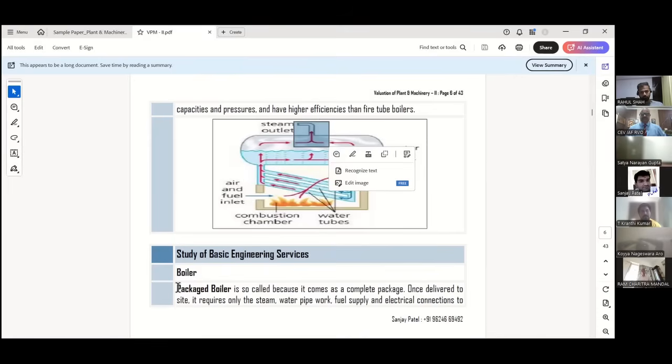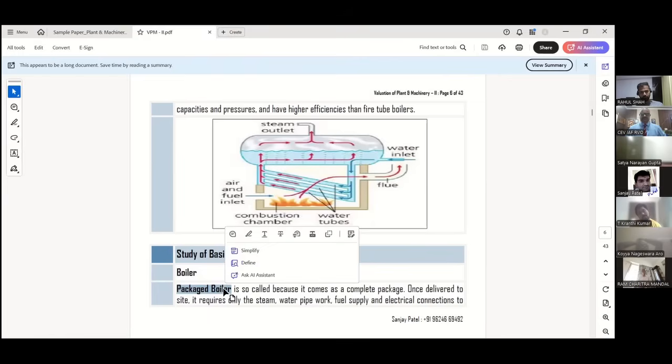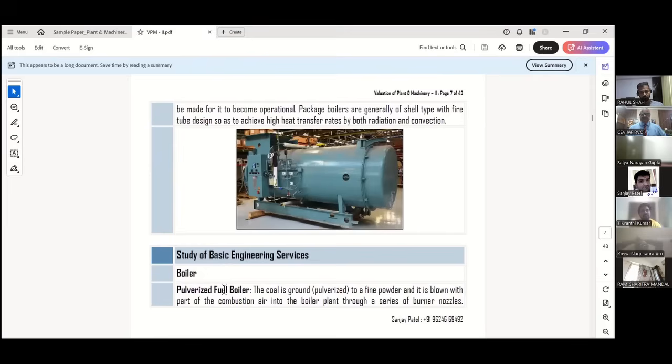Again, the type of boiler may be a package boiler. With a small capacity boiler, the entire system is made within one set of the boiler only. Up to 5-ton boilers, we find package boilers. Above that, we find the different systems separately.